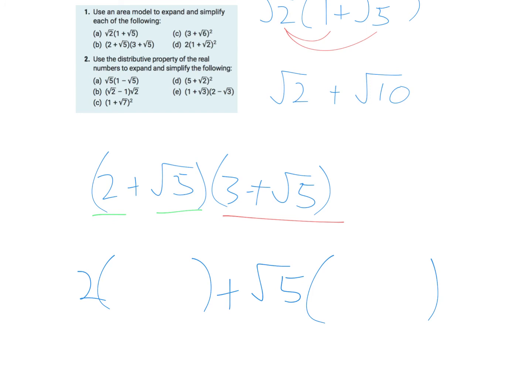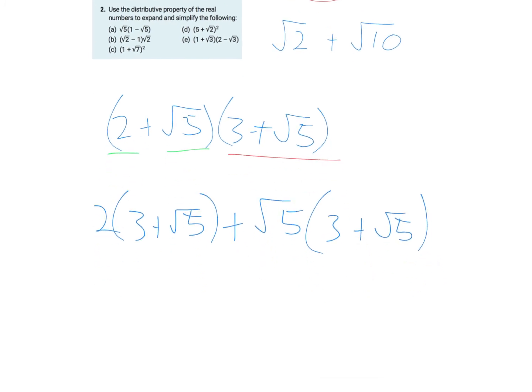And then rewrite the second bracket out twice. 3 plus the square root of 5 is our second bracket here. And now we do the same thing as we did before. Outside number times by the two inside numbers.